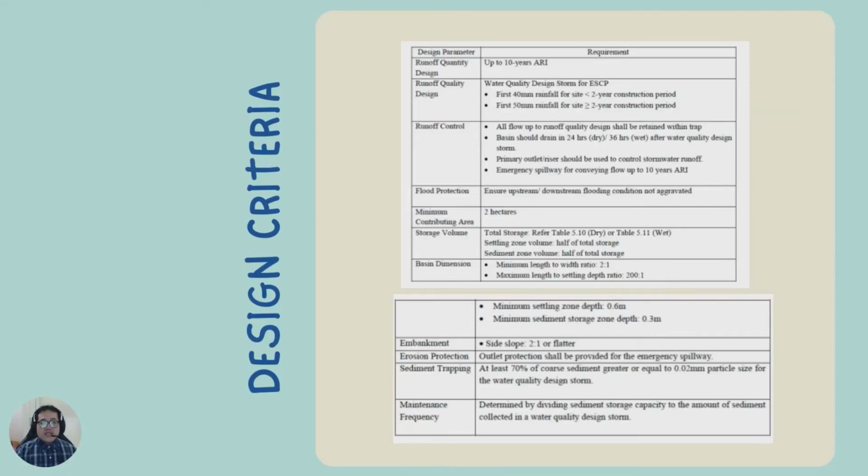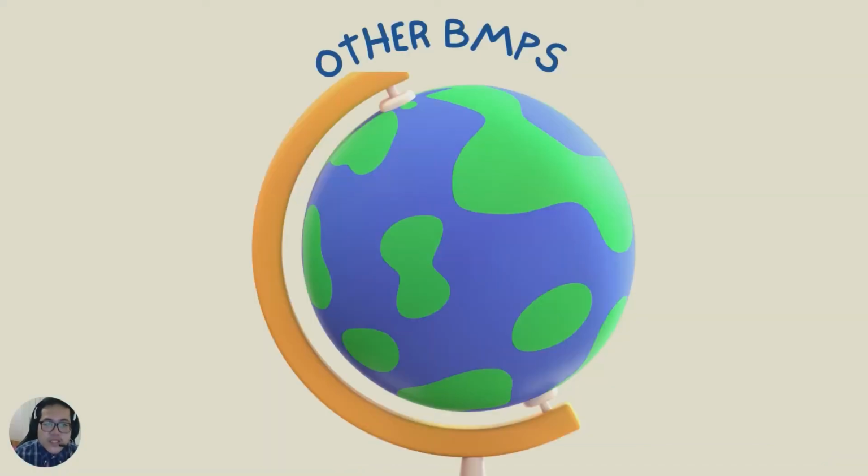So basically this is the design criteria. As you can see, there are several. The first one is the runoff quantity design, runoff quality design, runoff control, flood protection, minimum contributing area, storage volume, basin dimension, embankment, erosion protection, sediment trapping, and last but not least is the maintenance frequency.